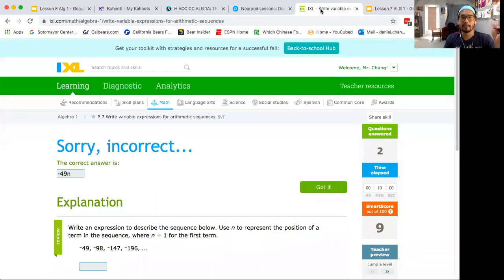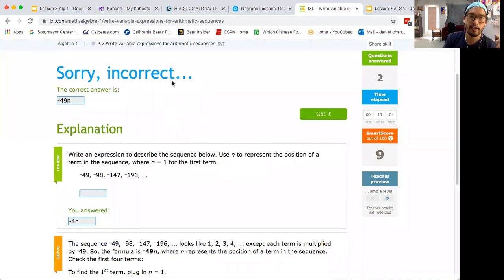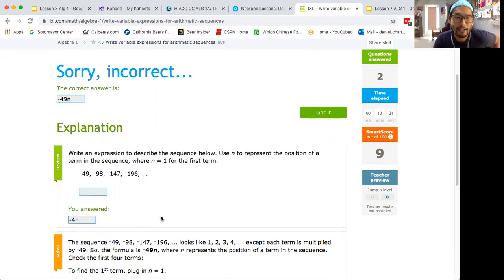Okay, now I like this. I like that I got it wrong because now I can go through and read the explanation. So, sorry, incorrect. The correct answer is negative 49n. I thought that's what I put in. Oh, I answered down here. They told me I put negative 4n, so I forgot to type in that 9. But you guys all saw from the previous thing that I had negative 49. I did it right? Okay. So anyways, I got it right.